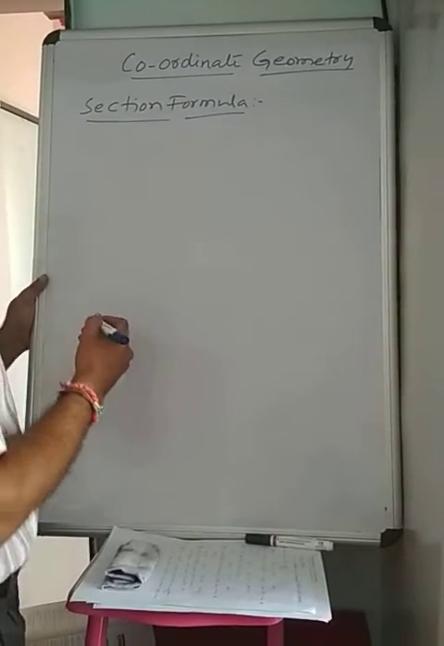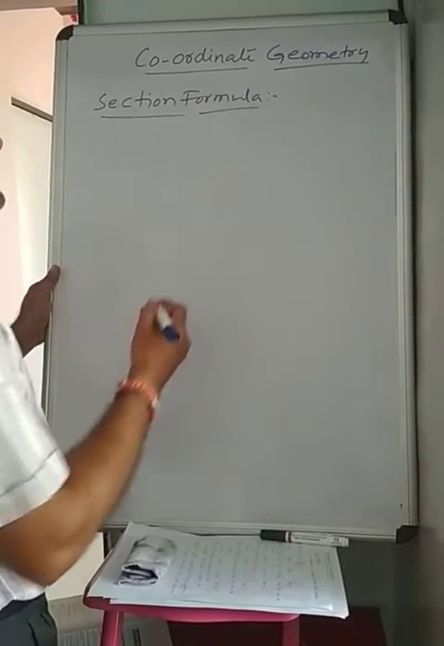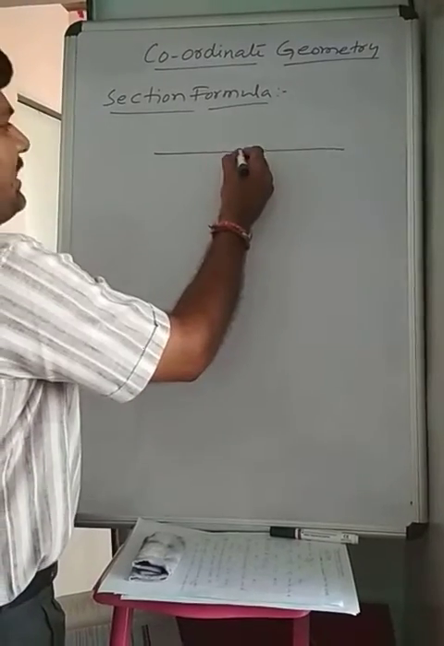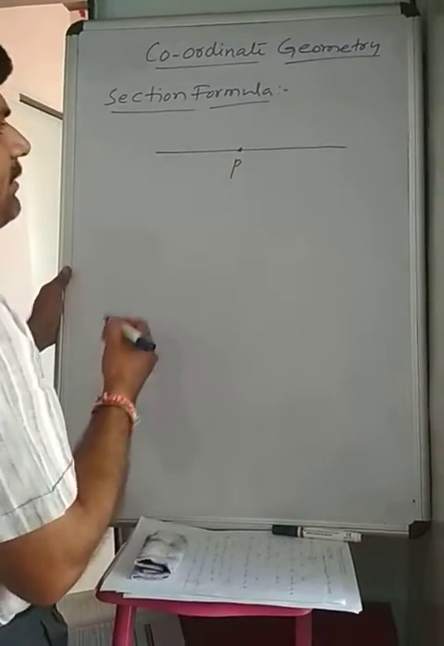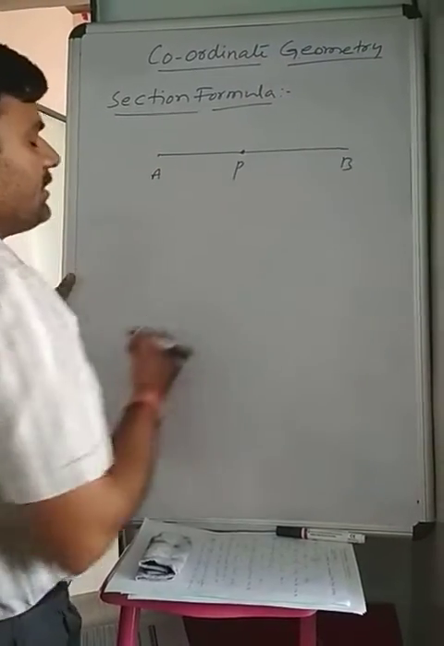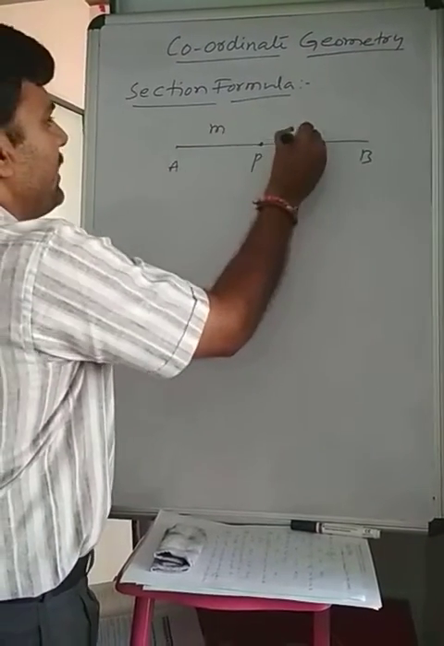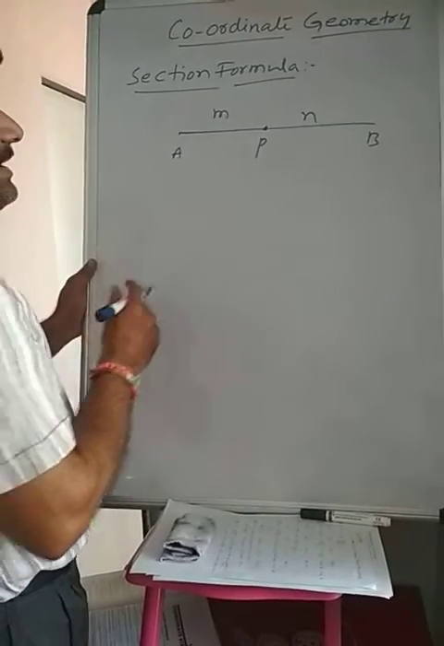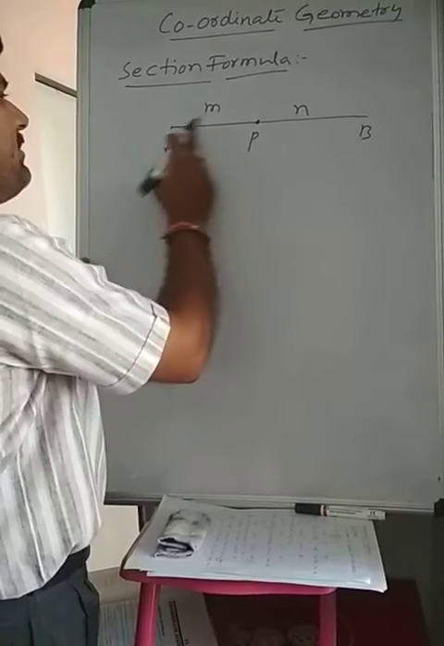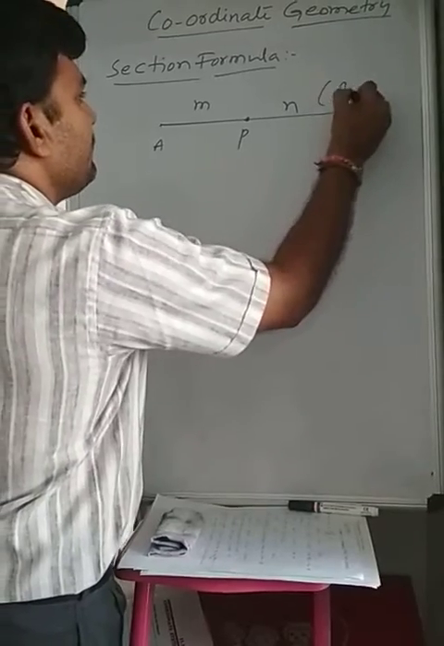The point which divides line segment AB. Let us take this point as P. P divides the line segment AB in the ratio m is to n internally.